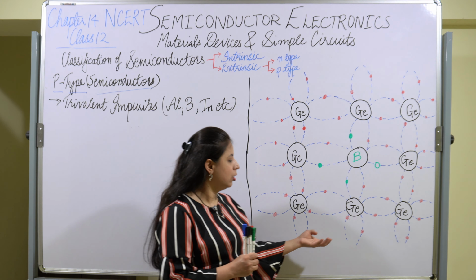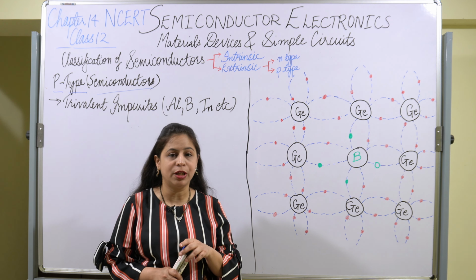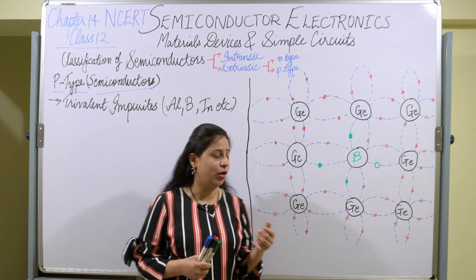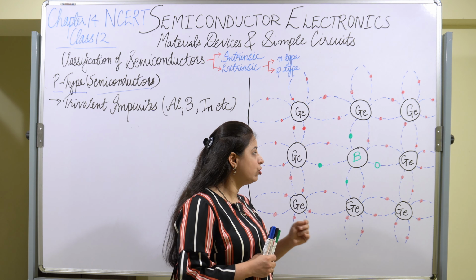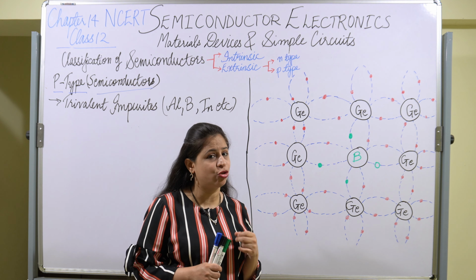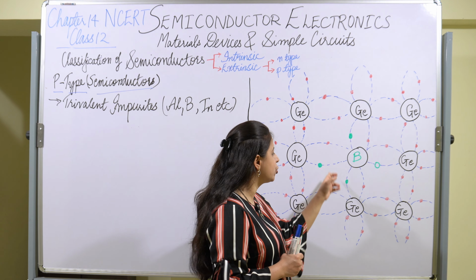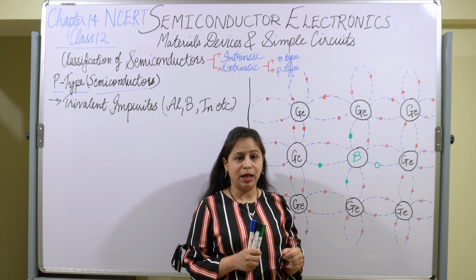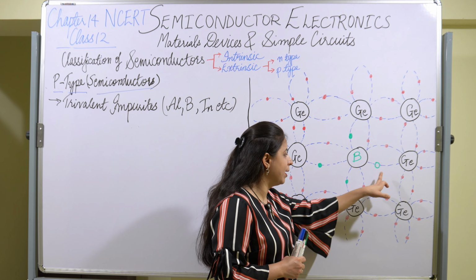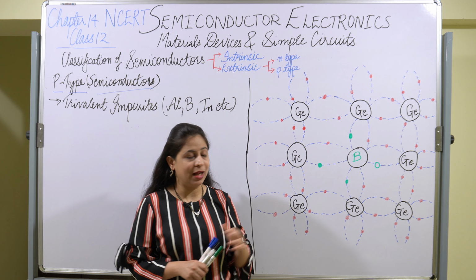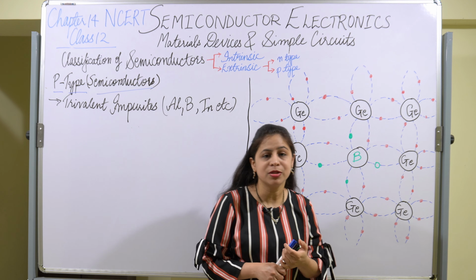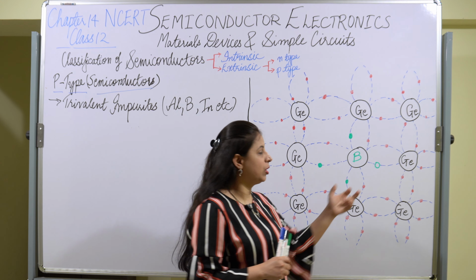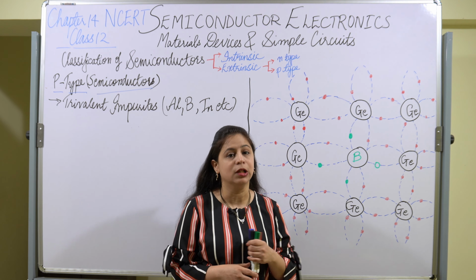Here I have shown a crystal having a trivalent impurity. I have taken boron. You can take any example such as aluminium, indium, etc. Boron has 3 electrons in the outermost shell. So these 3 electrons form covalent bonds with the germanium atoms, but one position is vacant over here, and that vacancy forms the hole, which acts as a positive charge for the crystal.